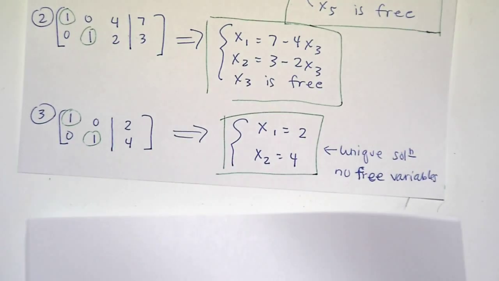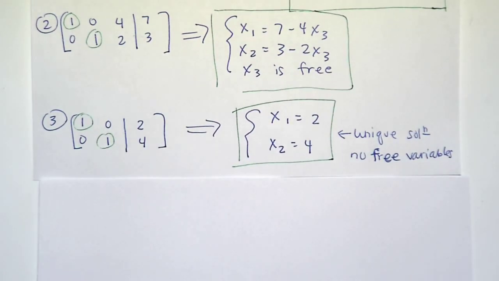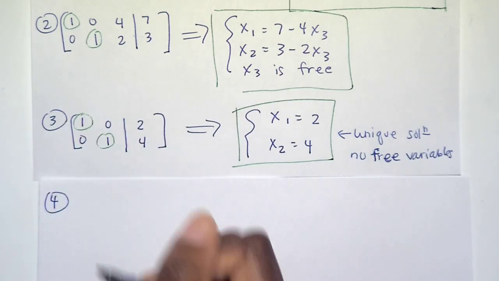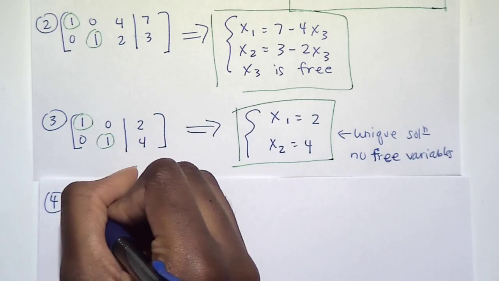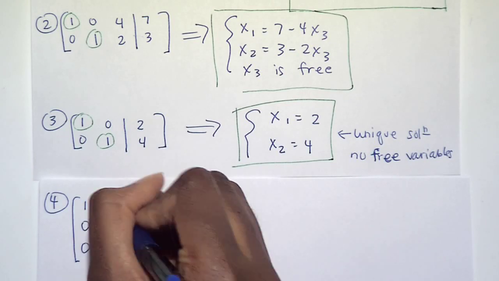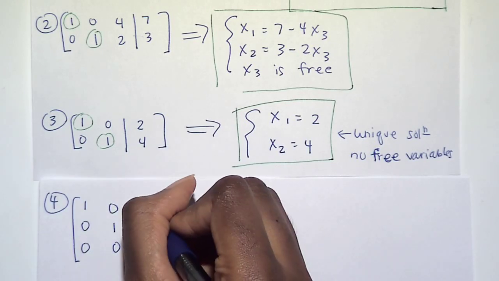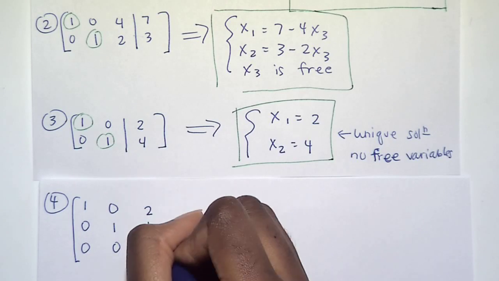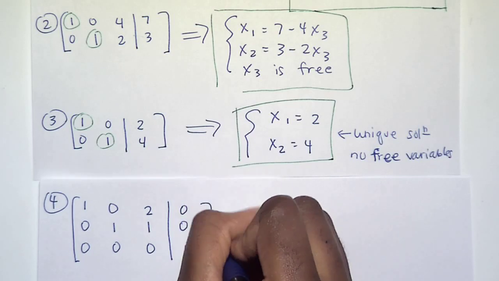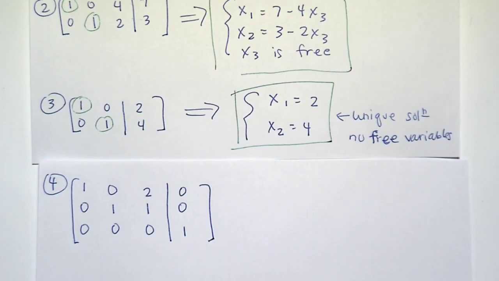And let's look at one more example. One zero zero, 0 1 0, 2 1 0, and then 0 0 1. All right, so I actually want you guys to circle the pivot positions and let me know what you think about the solution here, and I will share the solution in the next video.